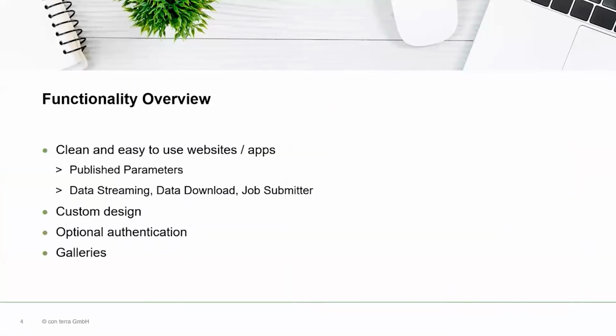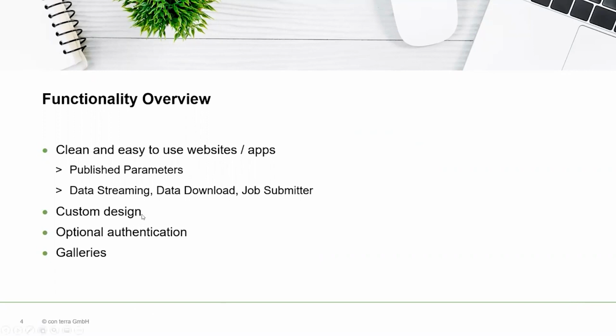What we have seen so far is basically a way to create clean and easy to use websites, well, as they are called here, apps, which are based on published parameters of a workspace and also on the services data streaming, data download, and job submitter. So you could basically stream data. For example, you can simply output an image that would be shown right away. You can provide a data download, which would be a zip file containing all of your data sets, or you could run a job submitter workspace, which would simply execute as a normal workspace would.